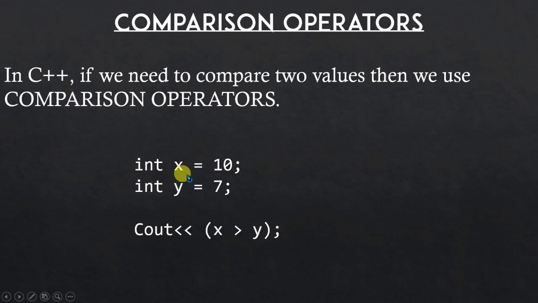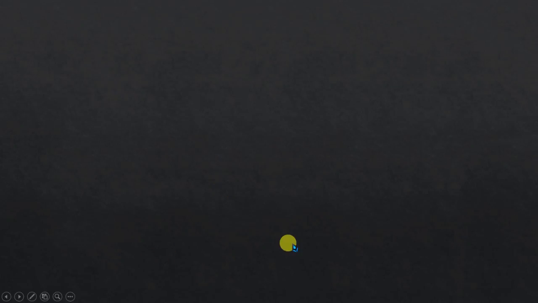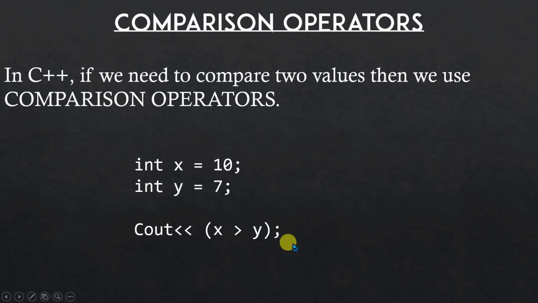We have two variables x and y, their data type is int, with int x equal to 10 and int y equal to 7. Here in the cout function I have cout x is greater than y, and it returns true, or the value 1, because 10 is greater than 7. This condition is true. Let's discuss some types of comparison operators.